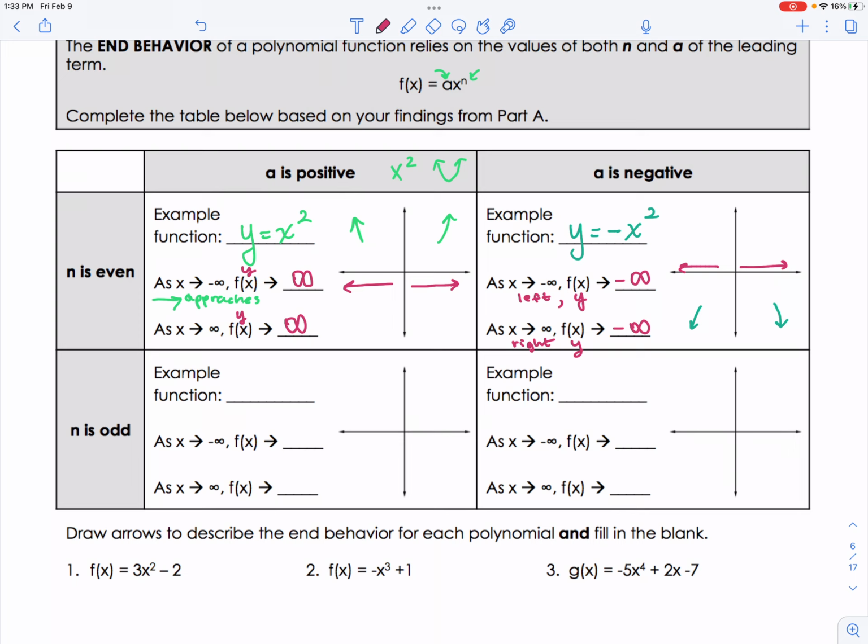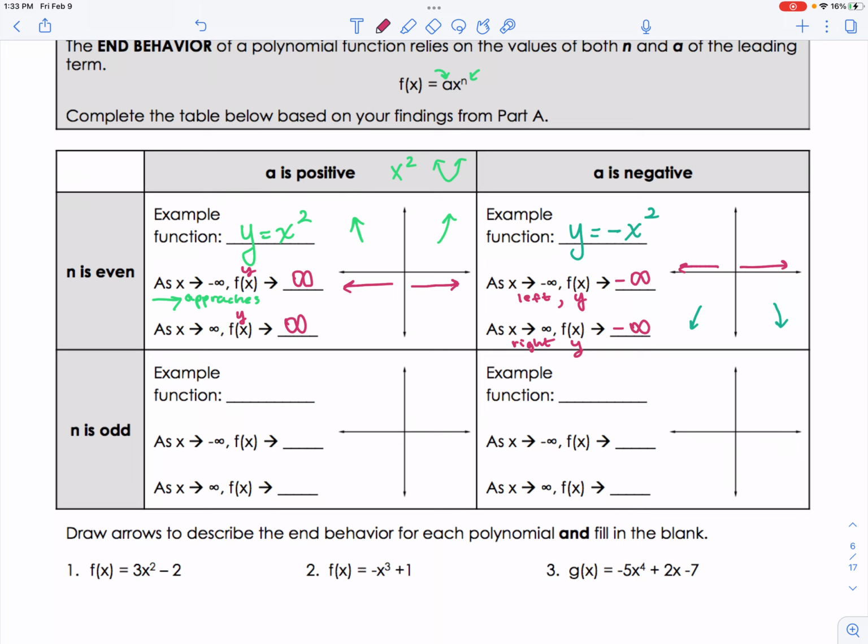So this right here will help you get the hang of eventually not needing it, but identifying the a values, the degrees, and then we can use what we know to help us get those end behaviors.